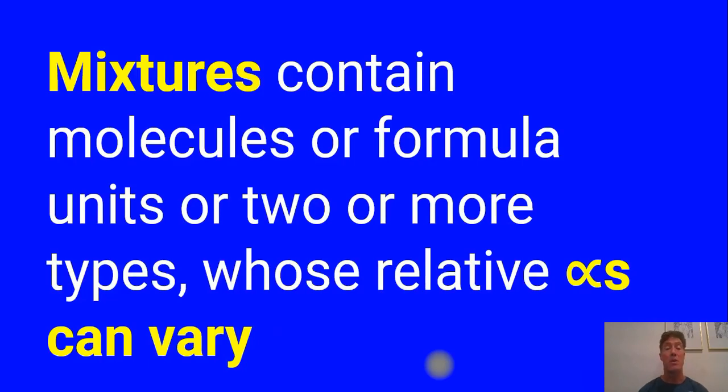Mixtures contain molecules or formula units of 2 or more types whose relative proportions to each other can vary. So for example, if I take a pure sample of sodium chloride and I mix it with some sugar, then I'm going to get a proportion of sugar to salt. But if I keep adding sugar, that's going to change the relative proportion of the sugar to the salt. I might start out with 10% sugar and 90% salt, and then I might get to 50-50, and then I might get 90% sugar and only 10% salt. So the proportions in mixtures can vary.